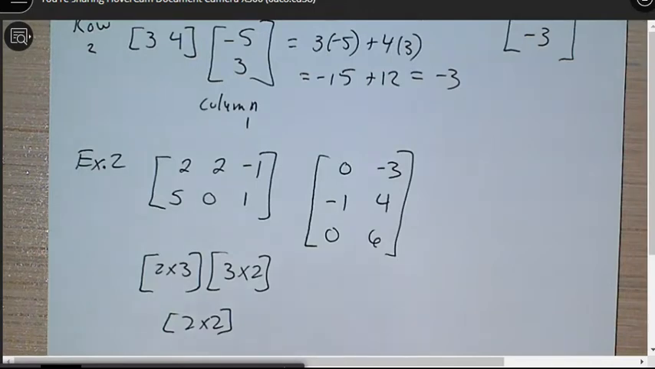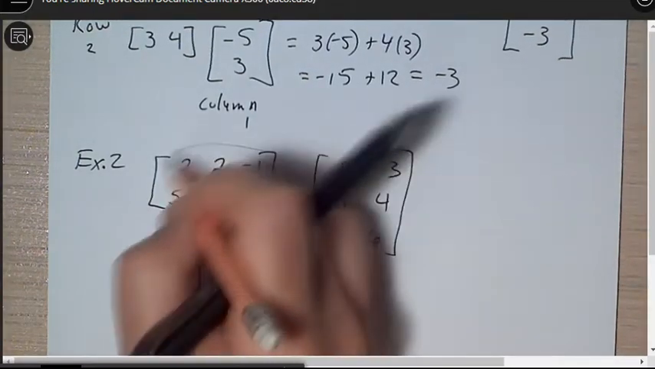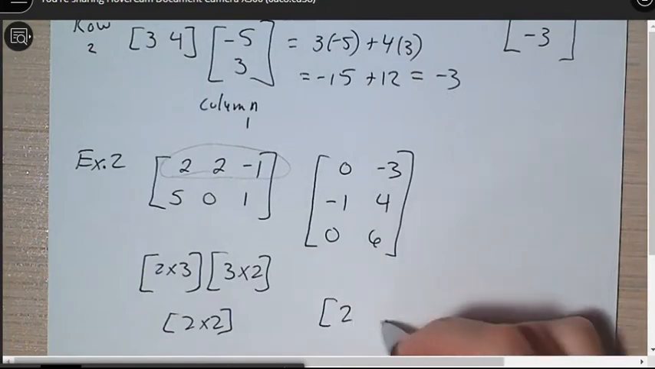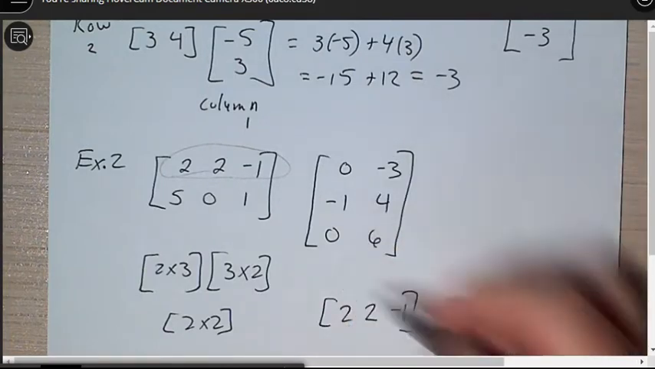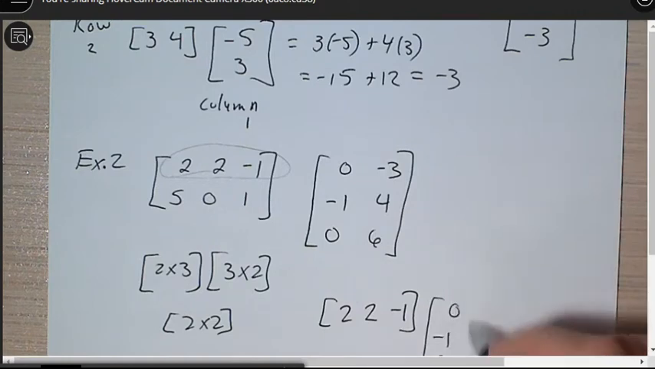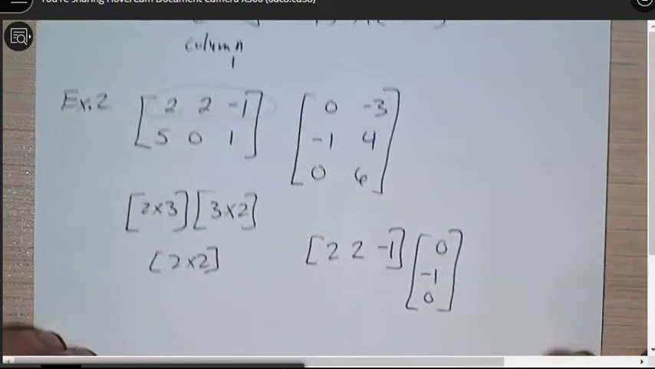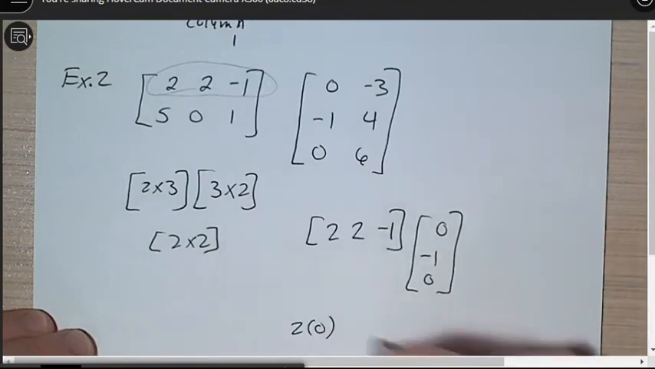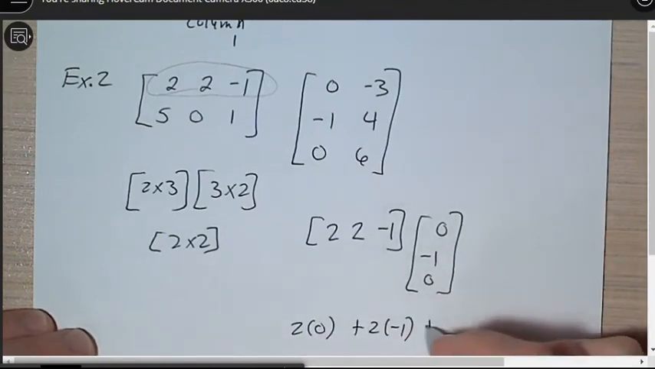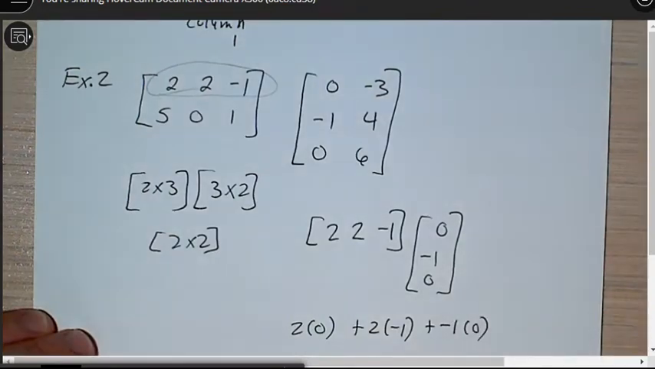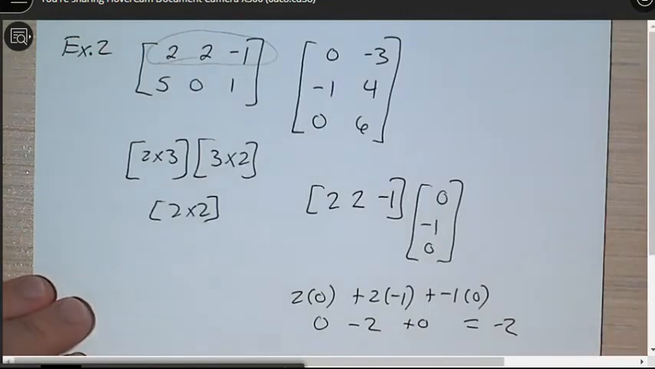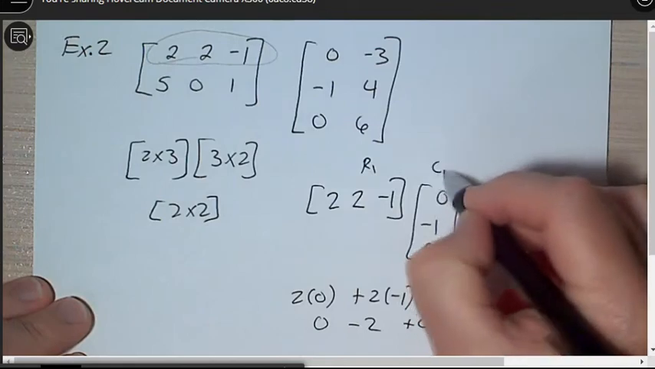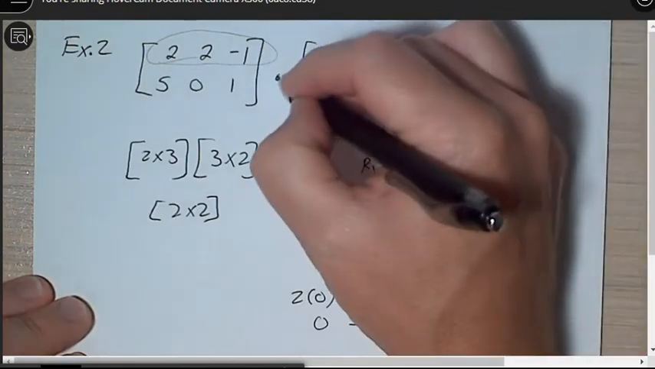Okay, so we're going to take it, again, one row at a time. So we're going to take the first row that we have here and multiply it by the first column that we have here. Okay, so then it's 2 times 0 plus 2 times -1 plus -1 times 0. 0 minus 2 plus 0, put all that together, that is -2. Okay, and again, this was row 1, column 1, so we're multiplying these two things together.